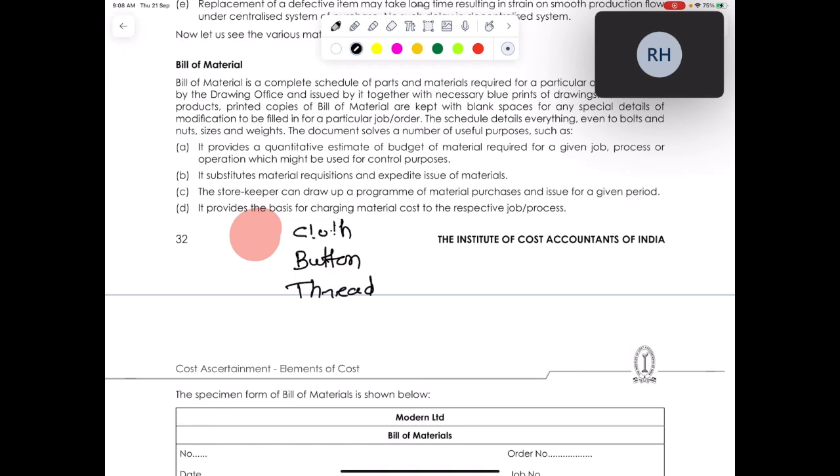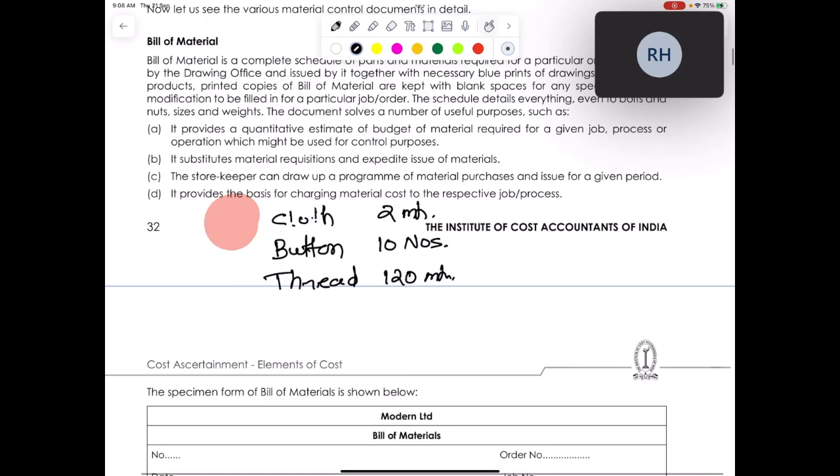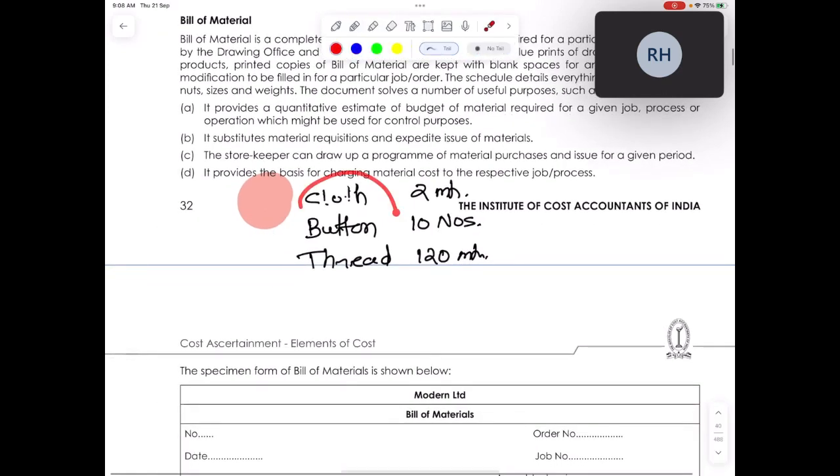To manufacture a shirt, how many meters of cloth are required? 2 meters of cloth are required. How many buttons are required? Suppose 10 buttons are required. How many meters of thread are required? Suppose 120 meters of thread are required. This is a document which describes that to manufacture a shirt, what type of raw material is required, along with what quantities are required to manufacture a single unit.